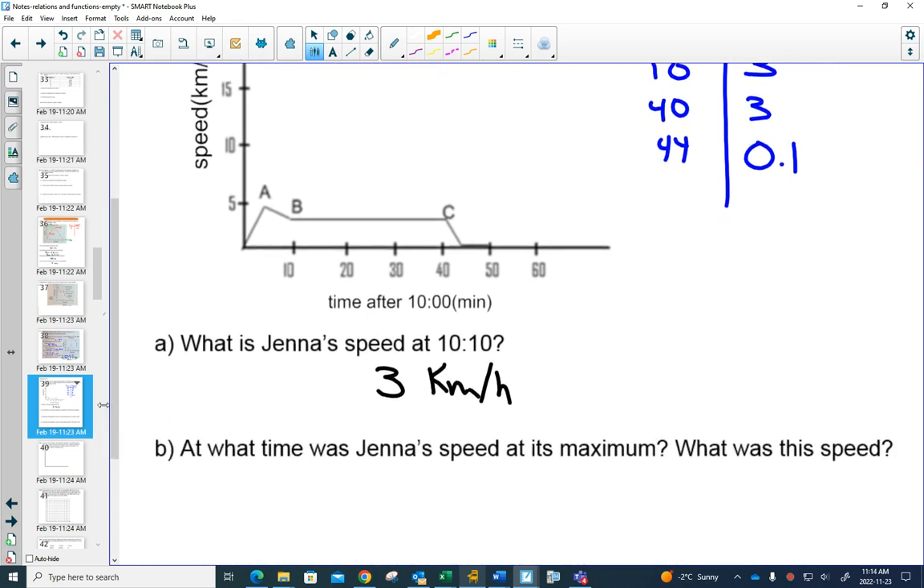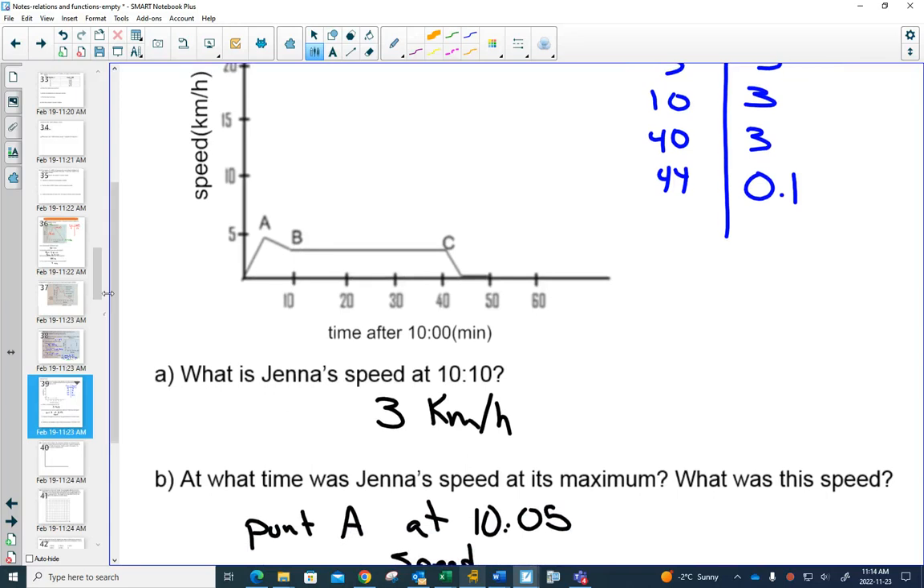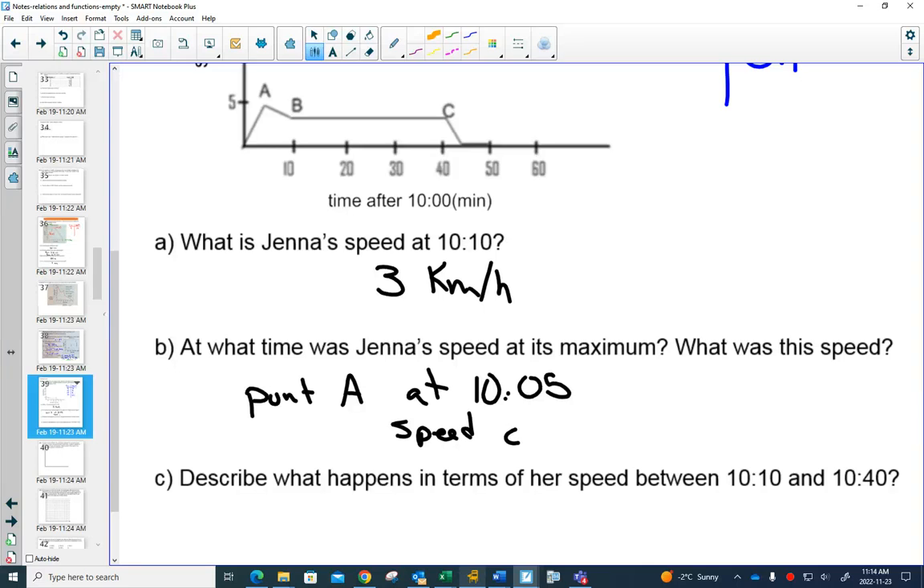At what time was Jenna's speed at its maximum? At point A. Which is what time? At 10:05. What is the speed? What did we say it was? 4, I think. Did we say 4? Or did we write 5? It looks like it's just a little bit below 5, but close to 5 kilometers per hour.